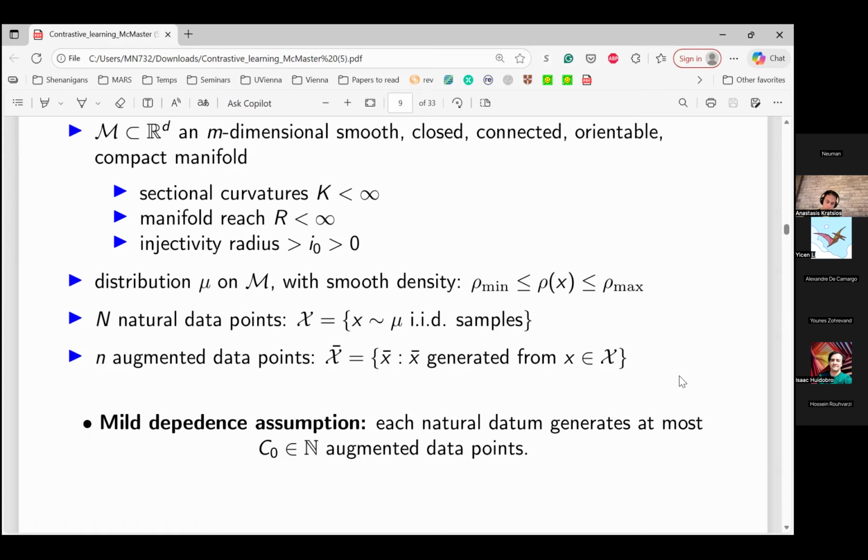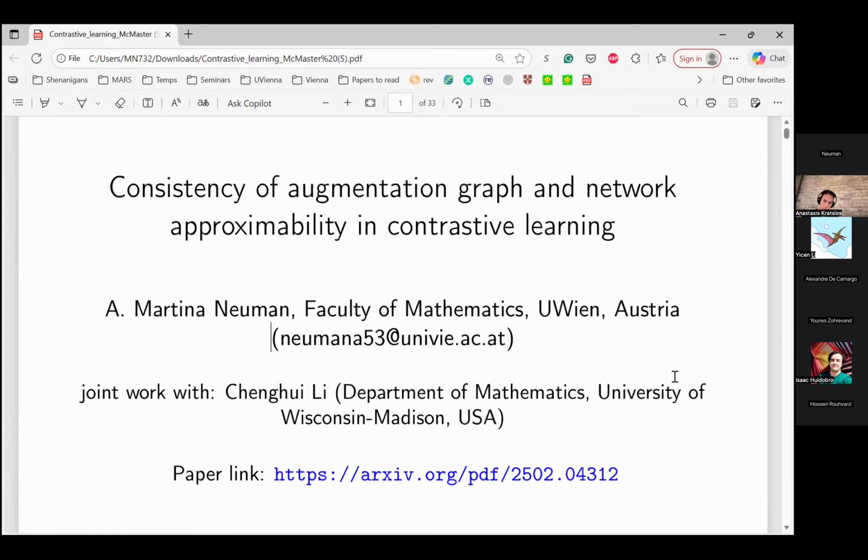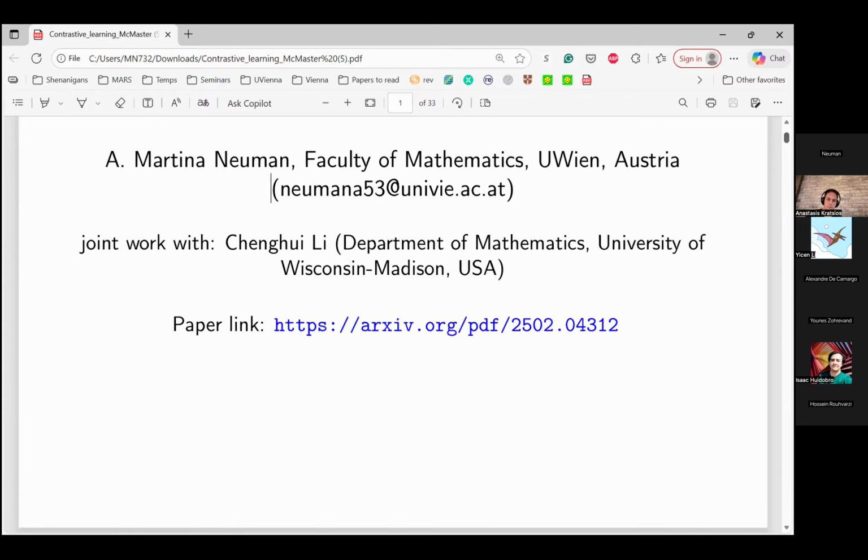And besides, later we're going to use concentration theory, and if you want to use concentration theory, we have to have some kind of mild dependence among the data in order to apply the theory. So I hope it's clear.